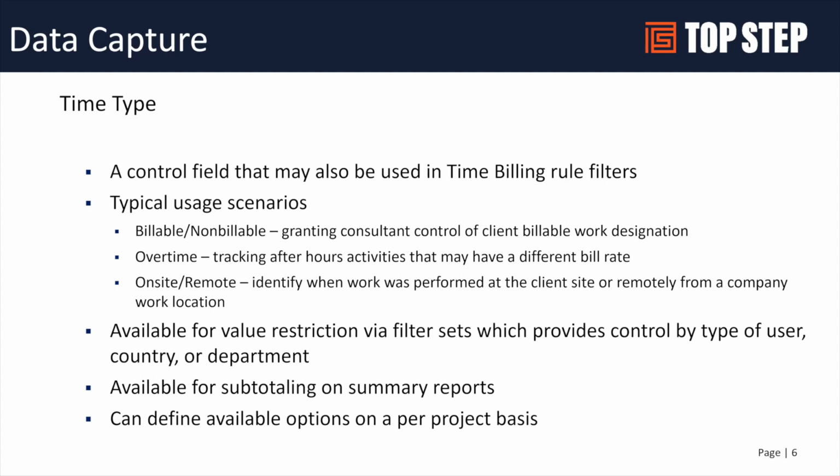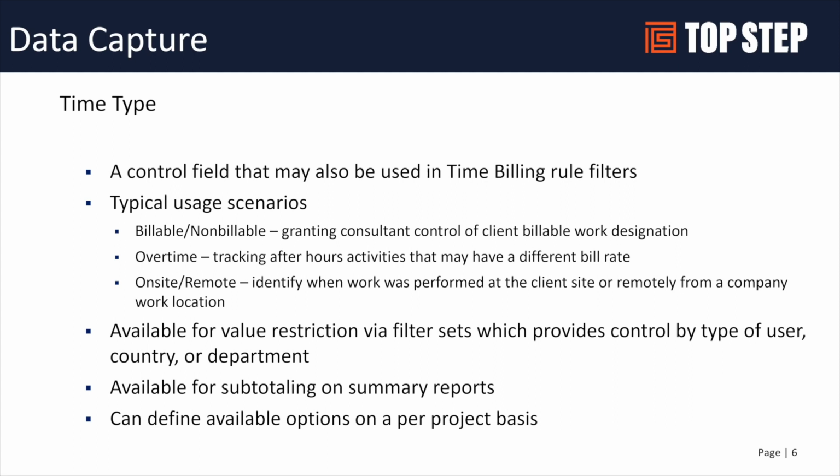The other thing about time type is that you can enable a setting that allows you to filter which projects are allowed to show which time types. So for example, if you've got time types of billable, non-billable, or maybe you have additional ones like sales time or bench time, but you don't want those to be available for client projects, you can enable that filter that allows you to say only billable and non-billable are allowed when this project is selected. And so that's an option.